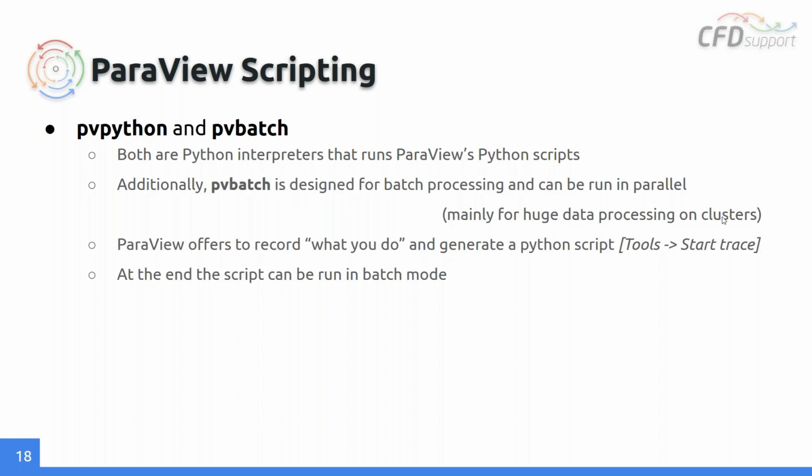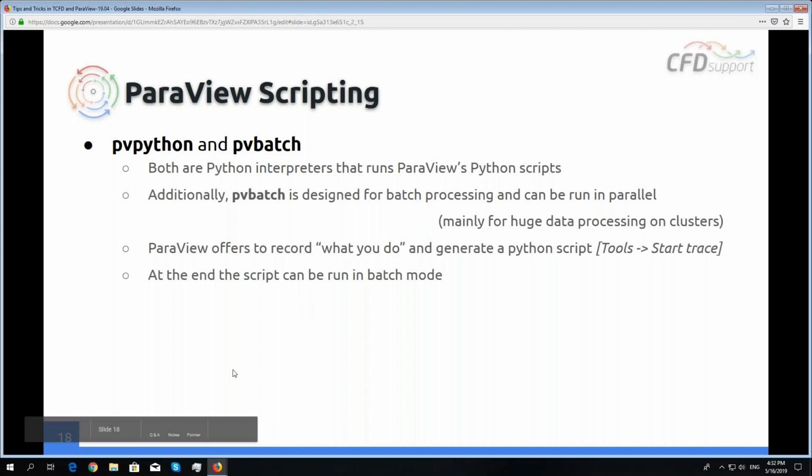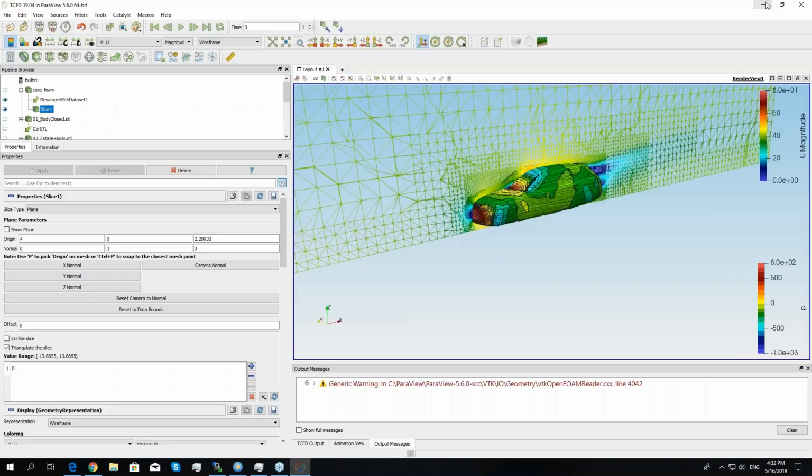Yeah, so it can be run on the clusters, for example, which PV-Python can't. And ParaView can explain any function which can be called. ParaView offers to record what you do and generate a Python script automatically. And the script then can be called from batch automatically. So I will go quickly to show you some super easy example.